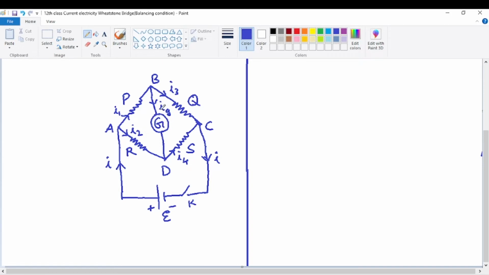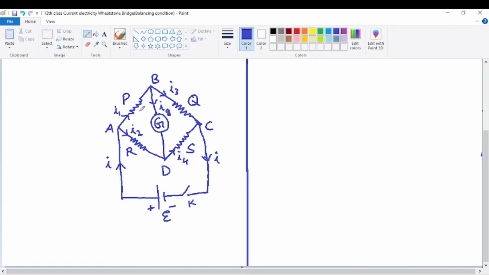Now consider only the junctions involving these four currents in the four resistors and the fifth current, the galvanometer current in the fifth resistance G. So for that, consider only the junction B. If you take junction A, I is involved. That is not directly related to the resistances. It mainly depends upon the EMF of the cell.